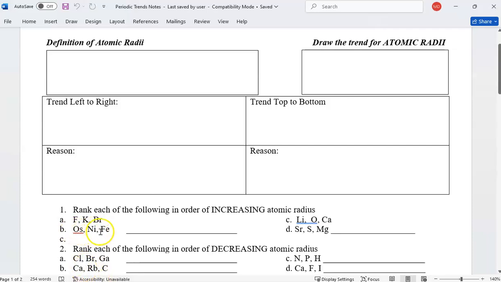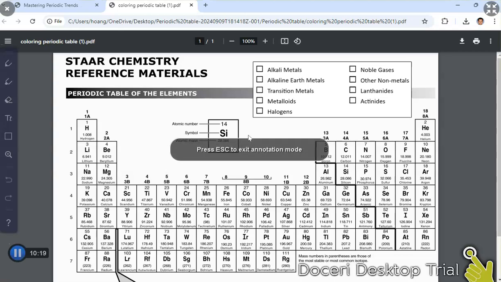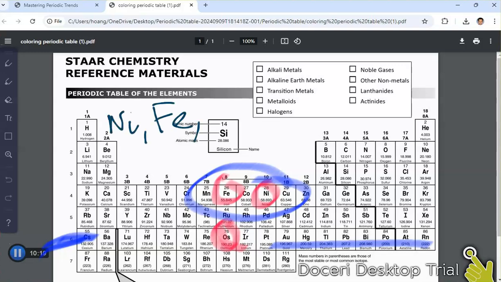OS, NI, FE. So we have a couple cases here. So now the first one. Clearly OS is the biggest one because it has six energy levels. So OS is the last, right? So now we've got to decide which of these two, FE or NI, is smaller. So to the right is smaller. So NI is the smallest, and then FE, and then OS is way down. So it's going to be the biggest atom right there.